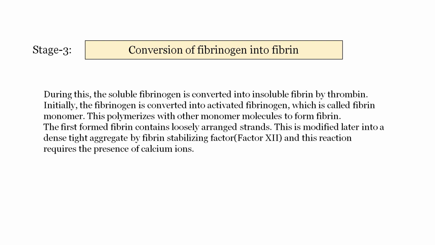Initially, the fibrinogen is converted into activated fibrinogen, which is called fibrin monomer. This polymerizes with other monomer molecules to form fibrin. The first formed fibrin contains loosely arranged strands. This is modified later into a dense tight aggregate by fibrin stabilizing factor, and this reaction requires the presence of calcium ions.